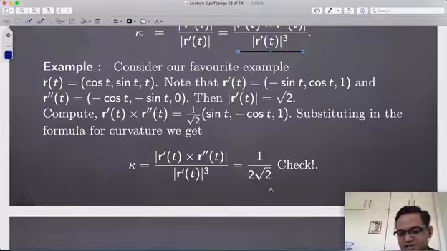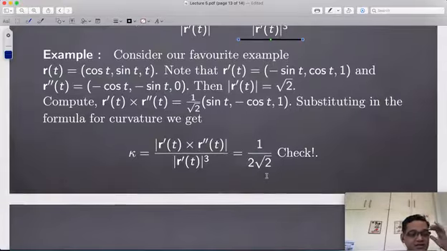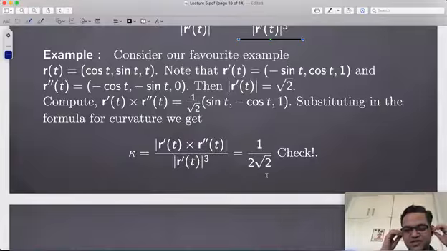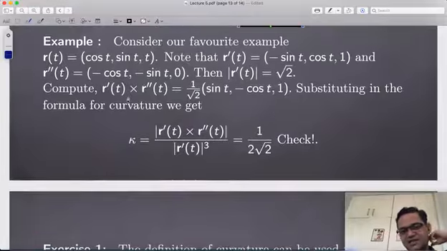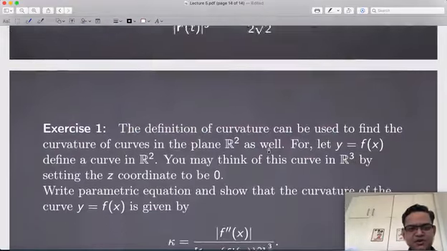Okay, and you notice that there is no t over here. So intuitively, you should also look at the graph and see whether it is really a constant curvature or not. Please check these calculations. I may make a mistake here, but you must be very careful about these things. And I give you a few more examples here.